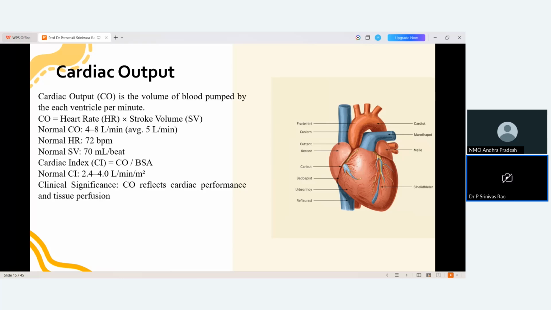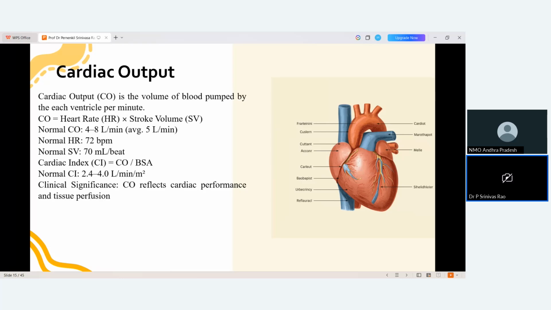What is the clinical significance of the cardiac output? It reflects the cardiac performance and tissue perfusion. See, many a time when the cardiac output reduces, the tissue perfusion reduces. The patient goes into shock. So whenever they ask you what is shock, shock means it is circulatory shock. Remember that. Whenever it is given in physiology, shock means circulatory shock.